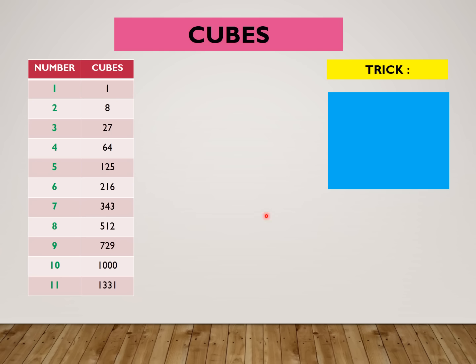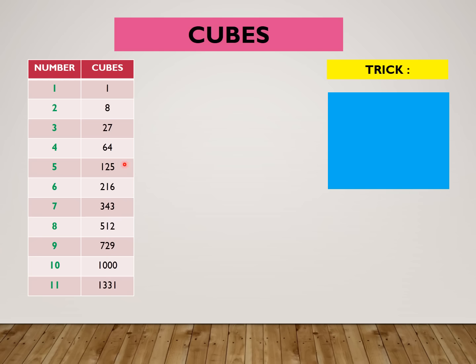The majority of the questions which are asked based on cubes can generally be solved by remembering the cubes up to 11. If a question has been asked to find the cube of, say, 37, what should we do? As we can see from the table, each number's cube has a different unit place. For example, the cube of 2 is 8, 3 has unit place 7, 6 has unit place 6, 9 has unit place 9, 8 has unit place 2, 7 has unit place 3. We can conclude that the cube of a number has distinct unit places.